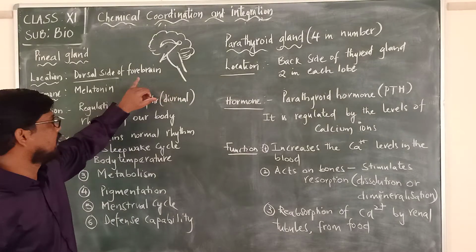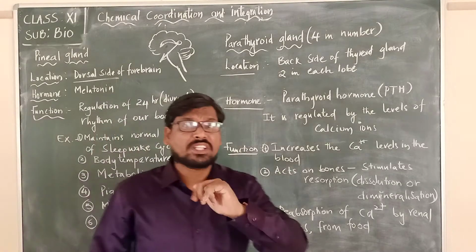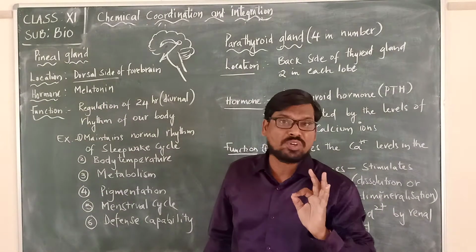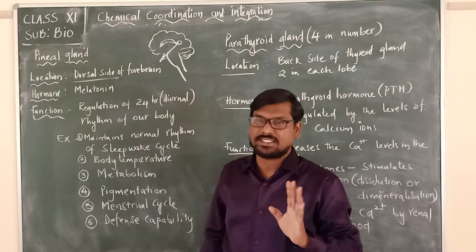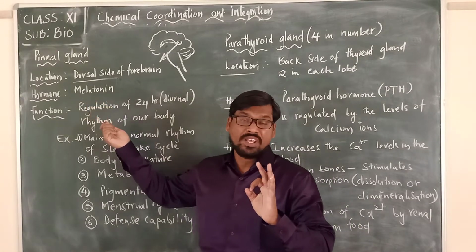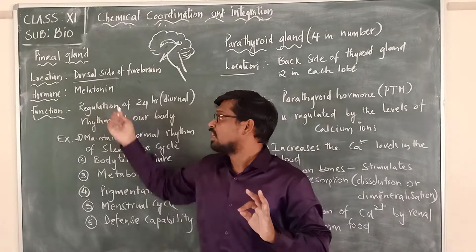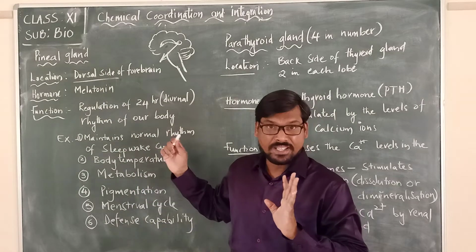The pineal gland is present towards the dorsal side of the forebrain. And what is the hormone produced by this particular gland? The hormone is known as melatonin. Melatonin is the hormone that is produced from the pineal gland.